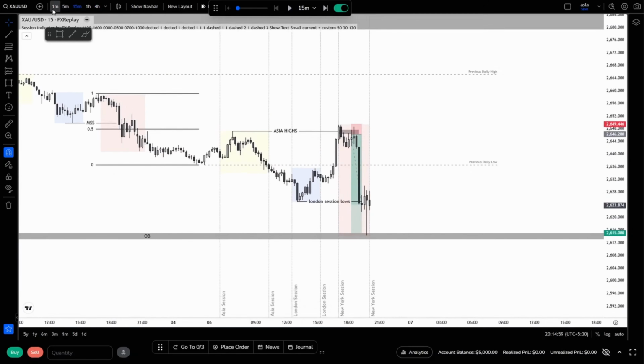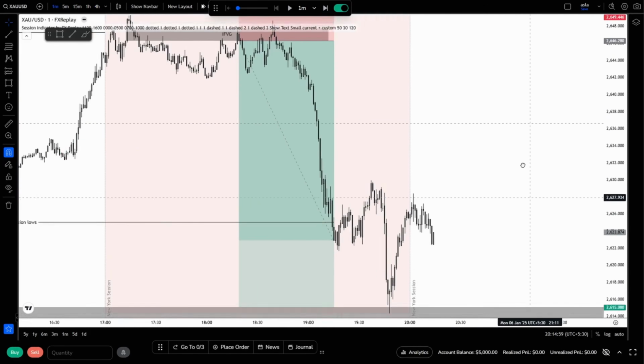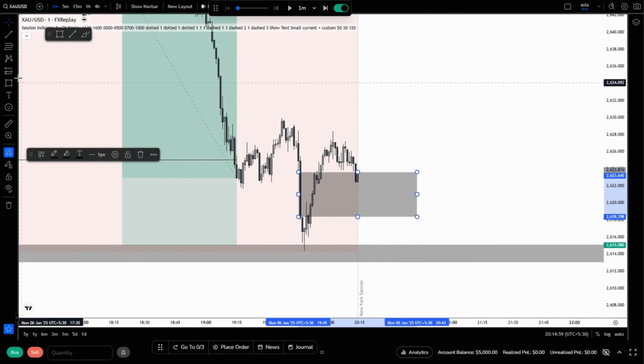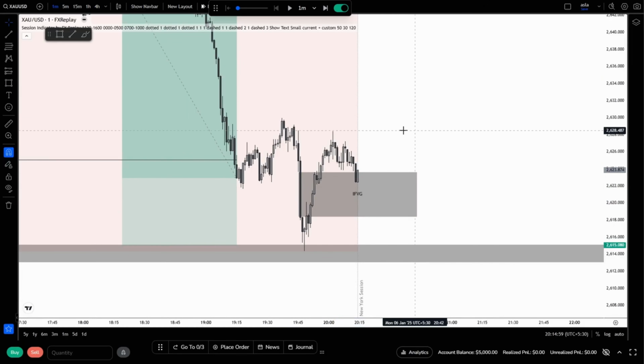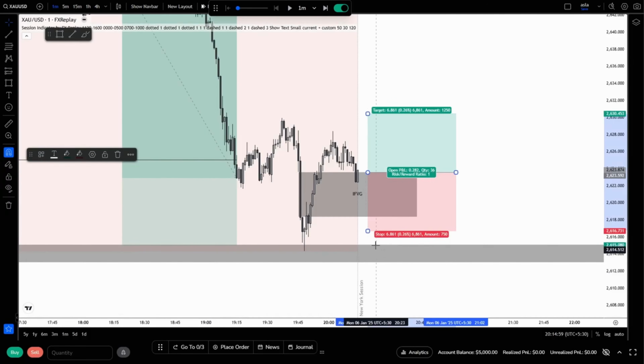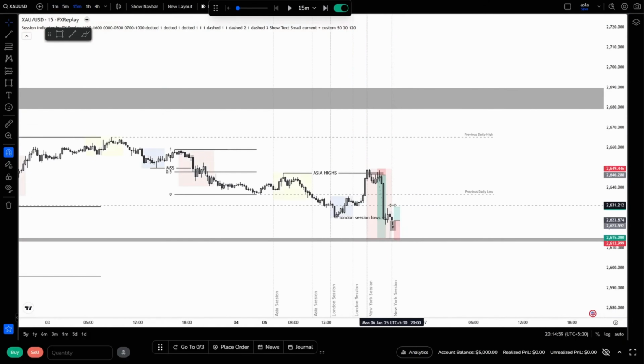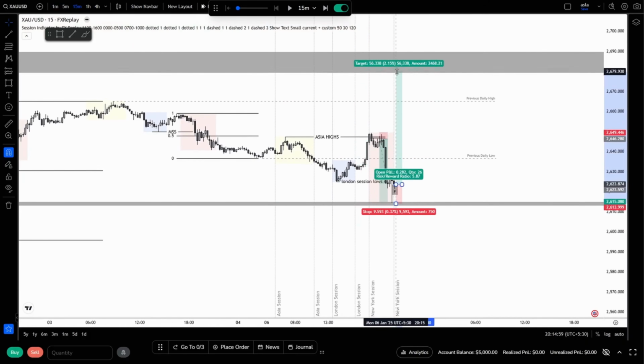Once our draw on liquidity is defined, we shift down to a lower time frame to look for precise entries. On the lower time frame, we can see the formation of an inverse fair value gap. This gives us a clear and objective entry model. We can enter the trade from this inverse fair value gap, place our stop loss below the recent low, and target our identified draw on liquidity.